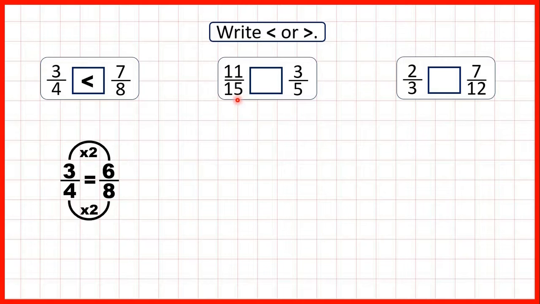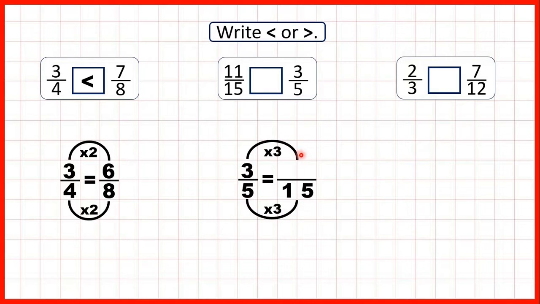Now we have 11/15 and 3/5. 15 is in the 5 times table, so here it's the second fraction that we need to find an equivalent fraction for. We need to find an equivalent fraction for 3/5, which has a denominator of 15. 5 times 3 is 15, and 3 times 3 is 9. So because we know that 3/5 is only equivalent to 9/15, we know that 11/15 must be larger.